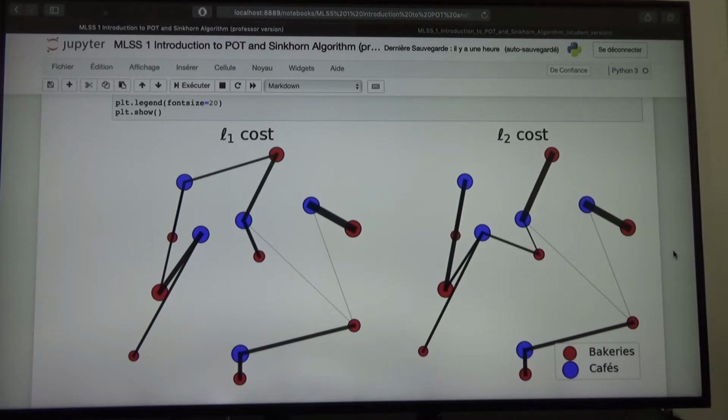Are you okay with computing optimal transport exactly with the package? Okay, do you have any question for now?